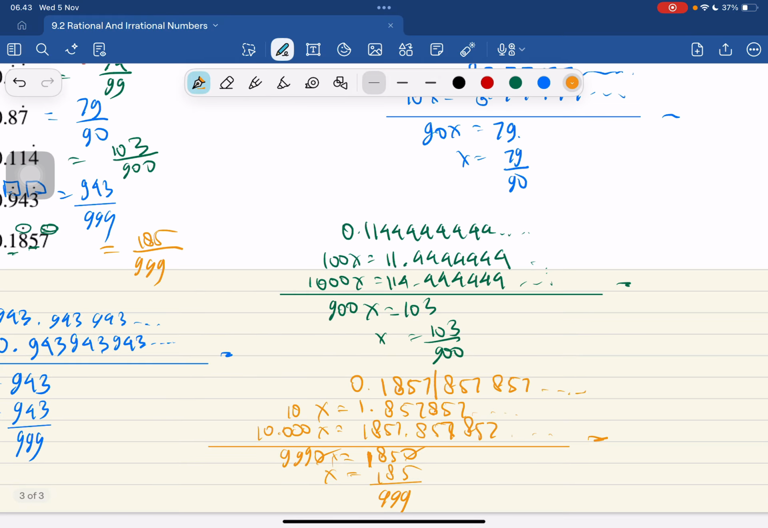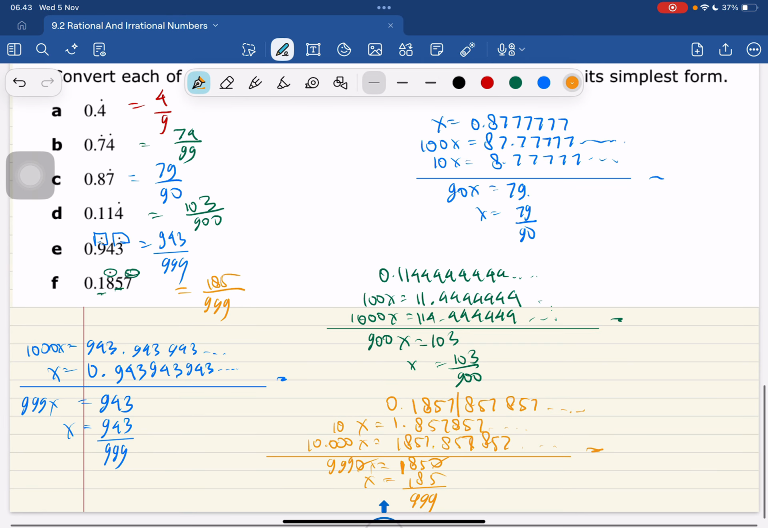So for the recurring number, we can check it again. Okay, we multiply it by 10 to make this disappear. Then we multiply it by 1, 2, 3, 4. So we minus it, the point 8.5. Okay, there it is.